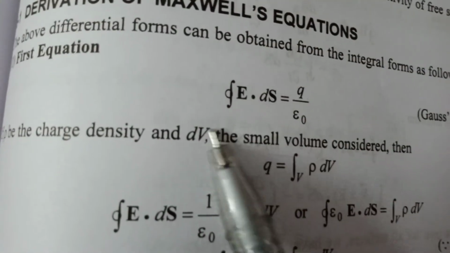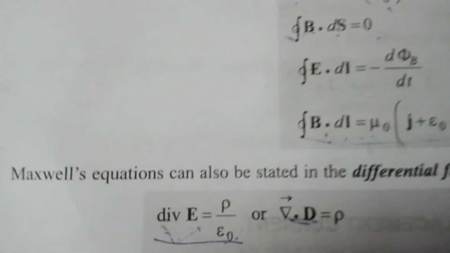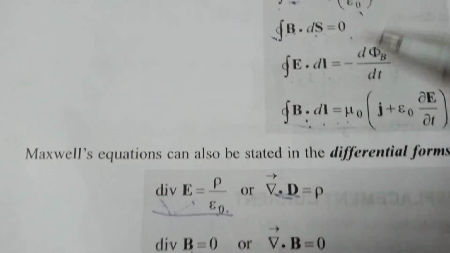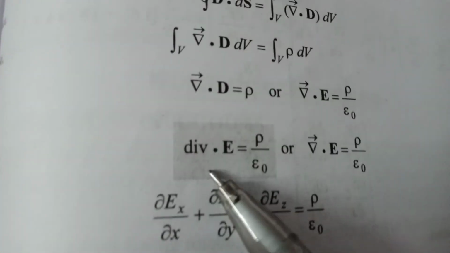We started with this integral E dot ds and we got div E. If you come back to the first page, integral E dot ds, this is the integral form, and this is the differential form. Here we started with the integral form, we got the differential form. So this is the derivation of Maxwell's first equation.